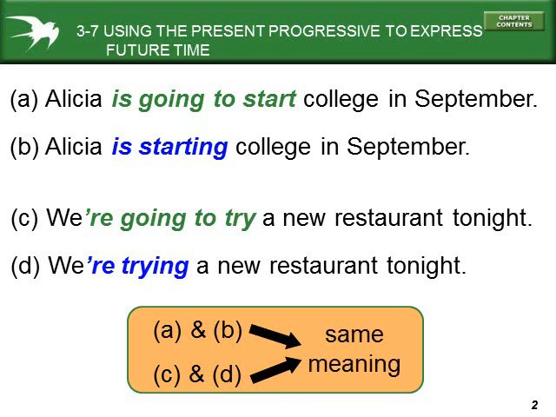So Alicia is going to start college in September and Alicia is starting college in September both mean the same thing. And we're going to try a new restaurant tonight means the same as we're trying a new restaurant tonight. The thing that I want you guys to be paying attention to in all of these cases is this time word that's indicating the future. So in September in this case, or tonight. So in the sentence, we have a word that's telling us that it means the future.